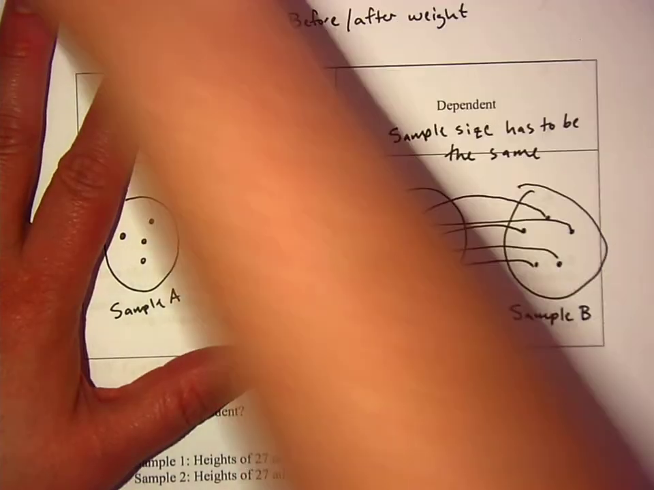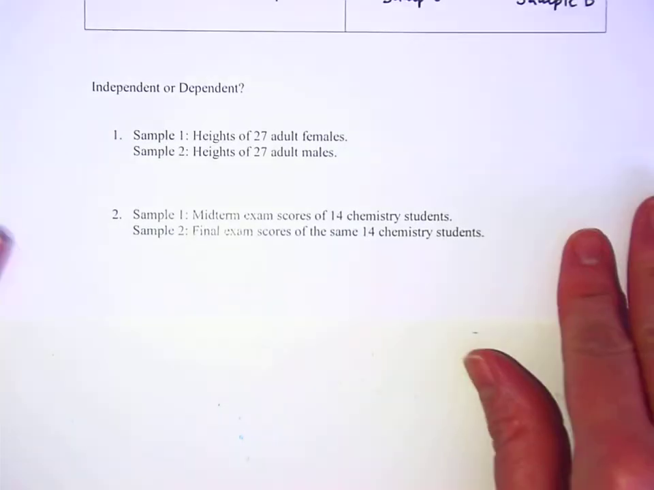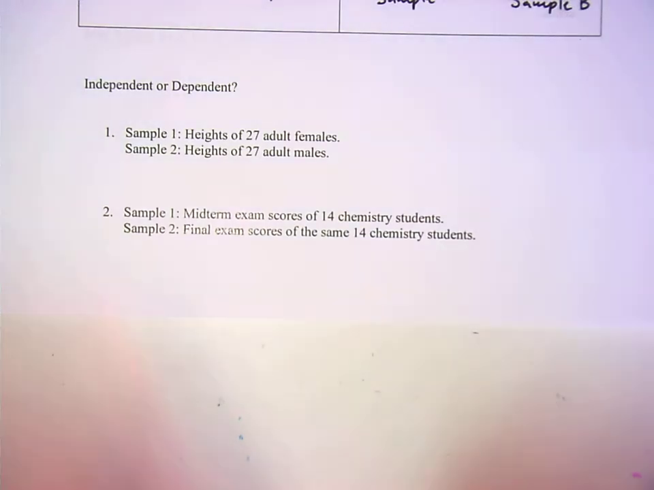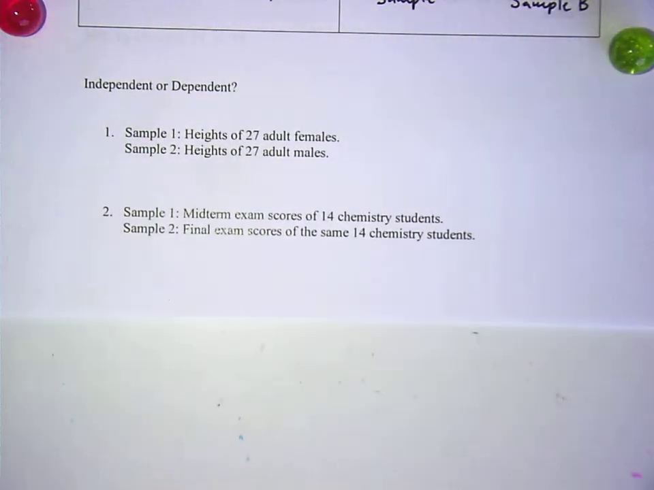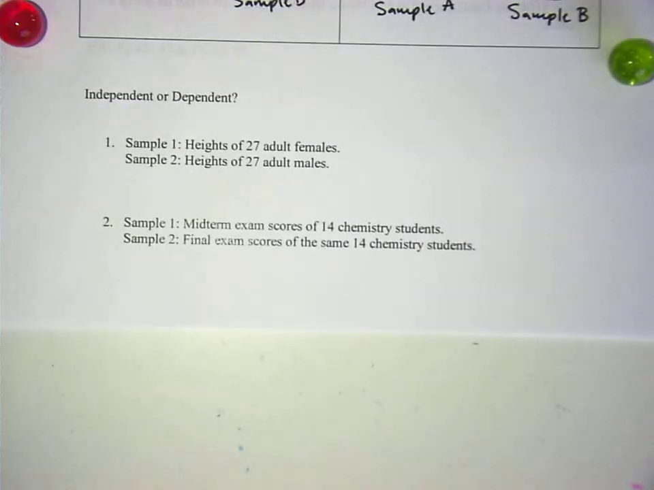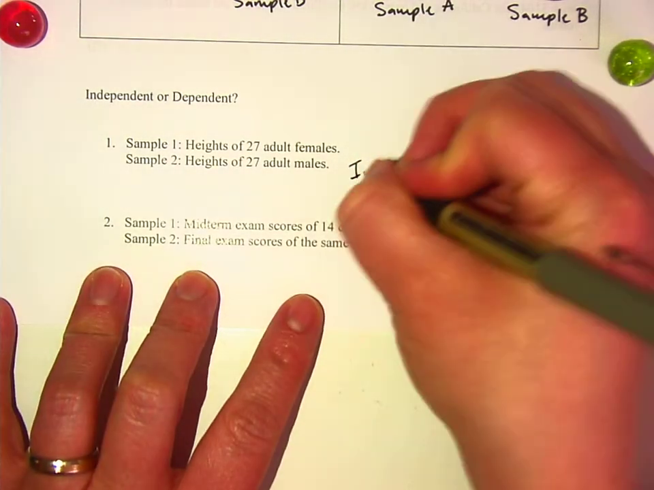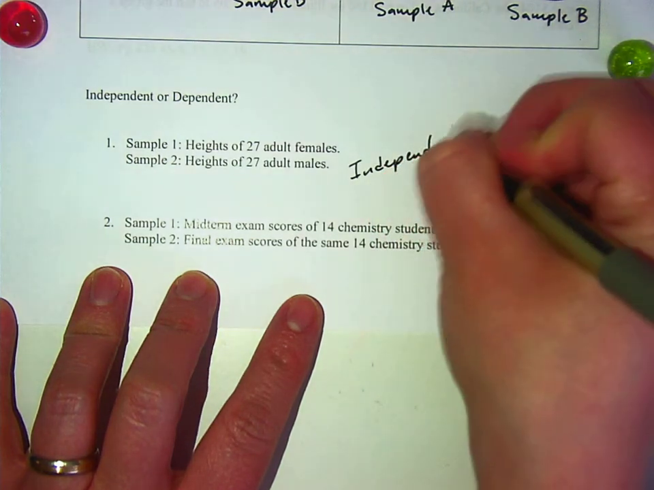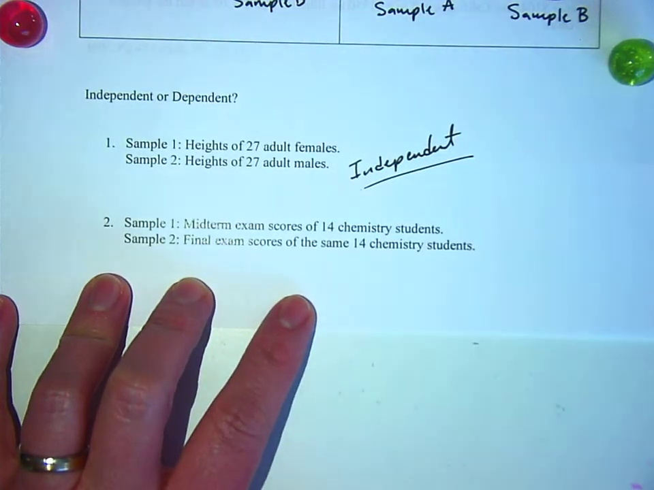So, all right, your turn. Tell me, is this independent or dependent? I'll give you prizes. Heights for 27 adult females, heights for 27 adult males. Who's got an idea? Megan, you're 1. Michaela, you're 2. Megan. Independent? Yes. Why? Well, they're two different things, adult females and adult males, you can't compare them, right, even though they have the same sample size. And you wouldn't have a one-to-one.